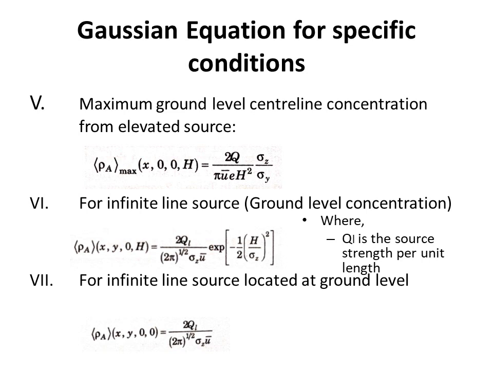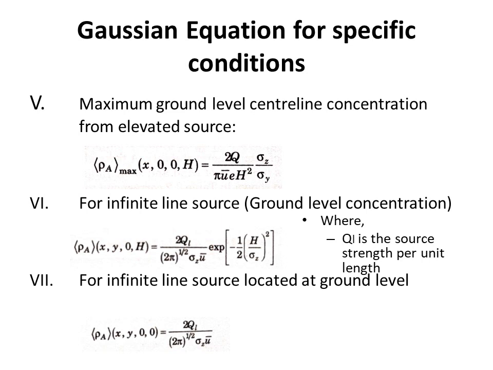And here rho A at (x, y, 0, h) is equal to 2QL by (2 pi)^(1/2) sigma z u bar into exponential of minus 1/2 (h by sigma z) the whole squared.